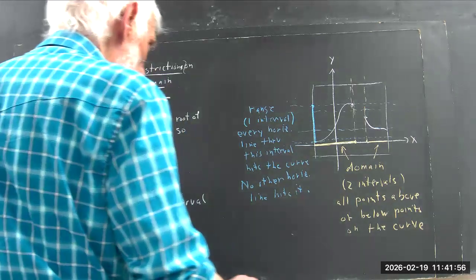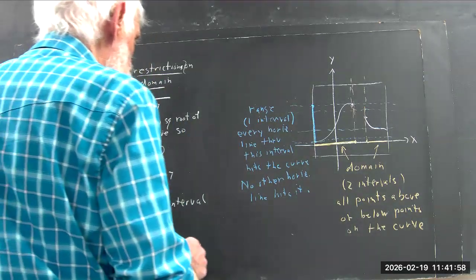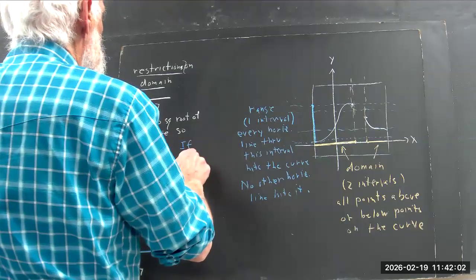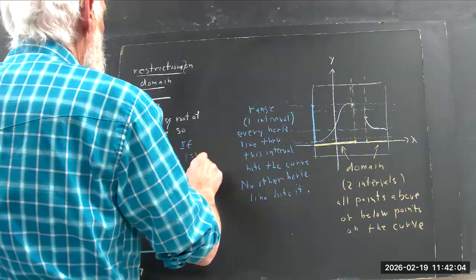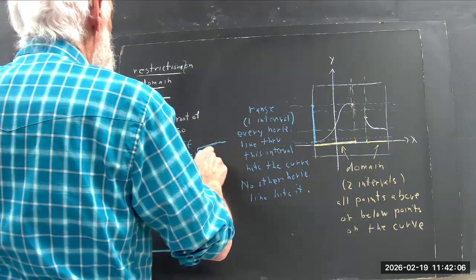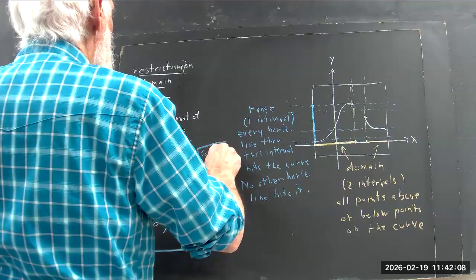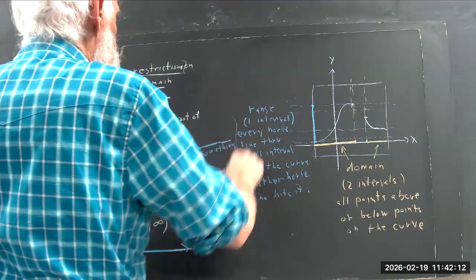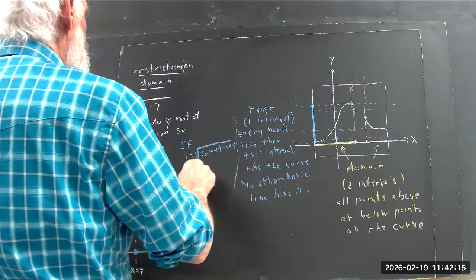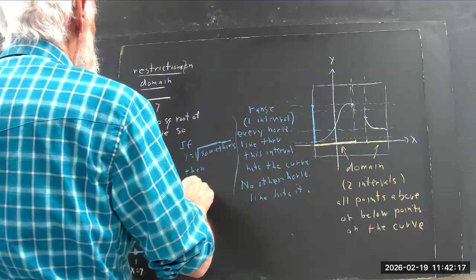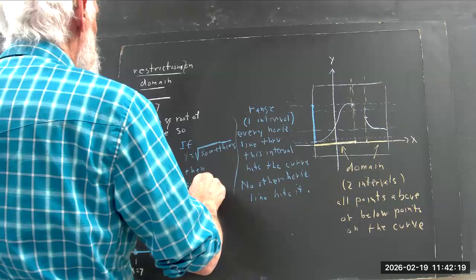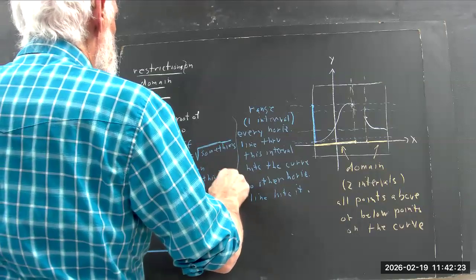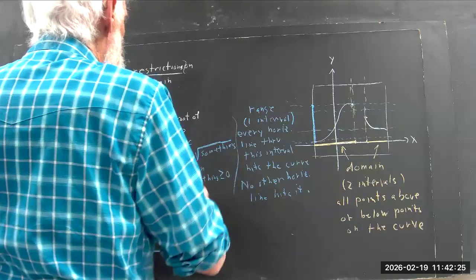So I'll kind of abbreviate that. Say if y equals the square root of something, and whatever that something is greater than or equal to 0.